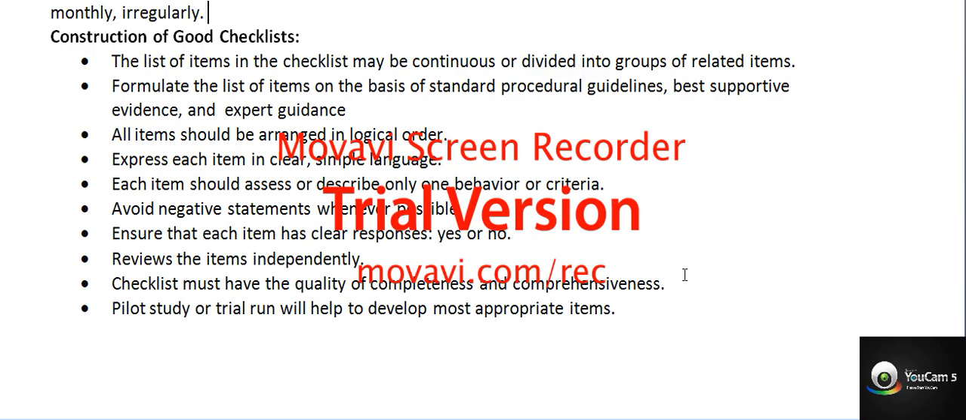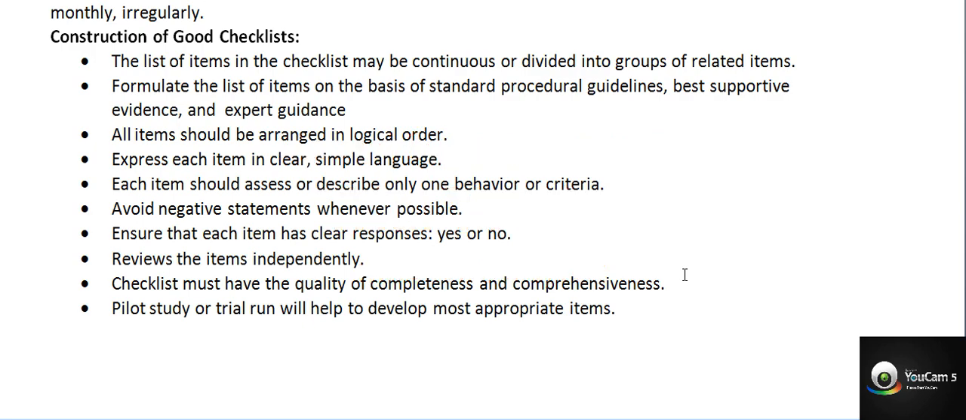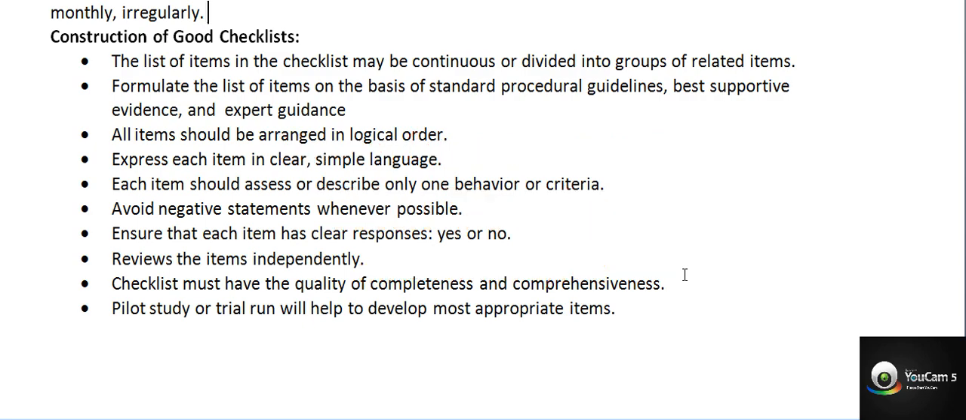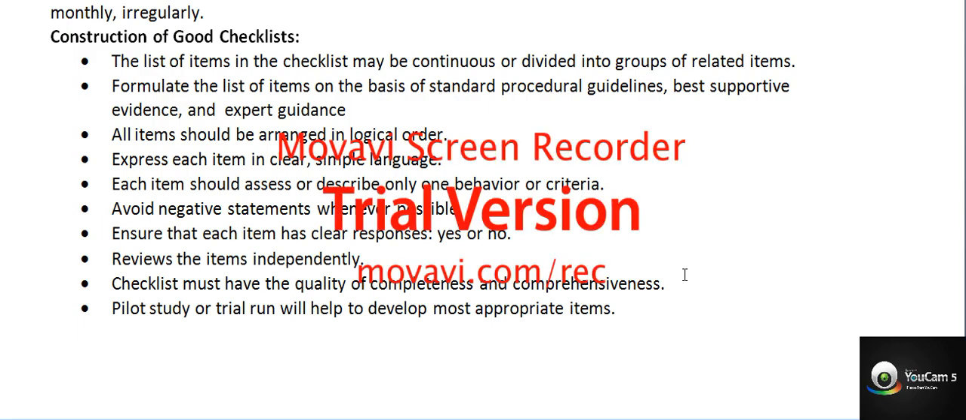Express each item in clear, simple language. Whenever you make a checklist, make it very simple and clear, in easy language. Each item should assess or describe only one behavior, one criteria. Don't add up in the same sentence, for example, wash hands and wear gloves. This is two behaviors. Don't do it in one item. Make it wash hands, wear gloves as two items. Make sure that every item describes only one behavior or one criteria.